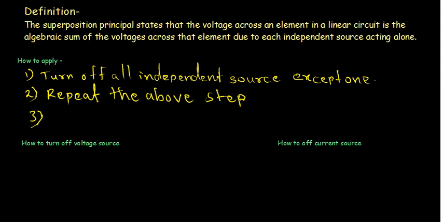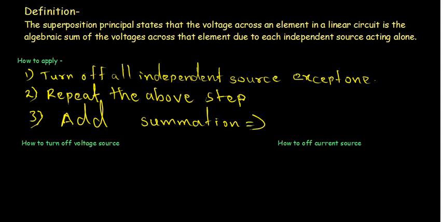The third one is, find the total contribution. We need to add all the things: the first one, second one, third one. The summation gives us the total amount of current or total voltage drop.